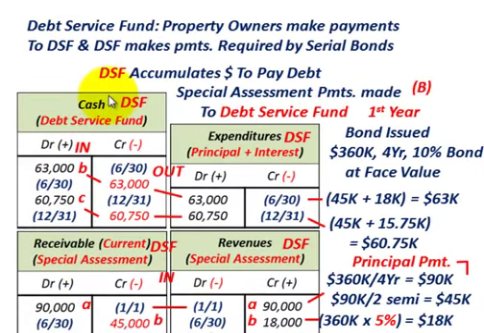Move up to our debt service fund. Again, this is where we're looking at the property owners making payments to the debt service fund, and the debt service fund in turn is going to make payments required by the serial bond. So again, our debt service fund is where we're going to accumulate dollars to pay off our debt, and we're also going to be paying our debt through the debt service fund here. And we're going to be looking at the special assessment payments that are going to have to be made to the debt service fund. The special assessment payments are being made by the property owners here. Okay, and we're just going to look at the first year here.